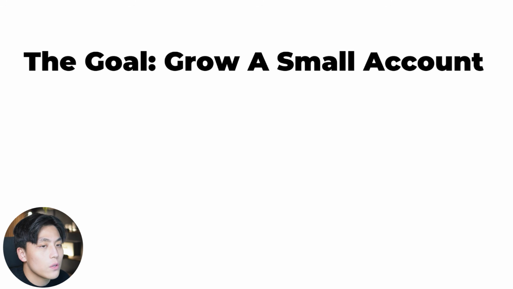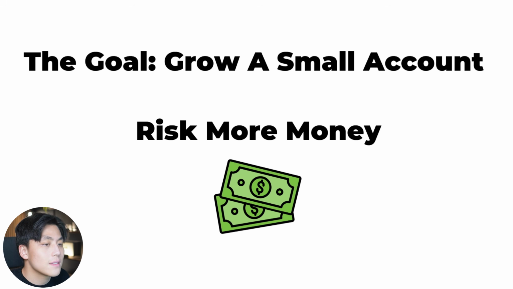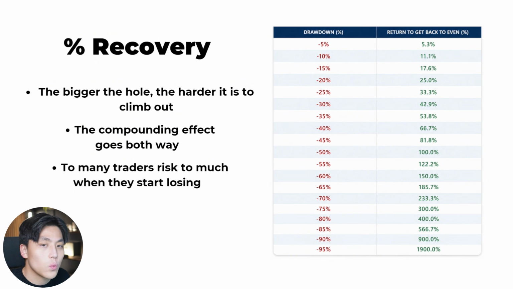And the goal of today's video is to show you how to grow a small account in trading. And the one simple answer to grow a small account is to simply risk more money. But what we have to understand is that when we're risking more money, it also comes with more drawdown. Most people see the big P&L, they see the $1,000 trades, but what you have to ask is how much you're risking per trade.